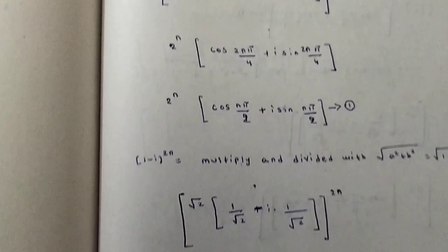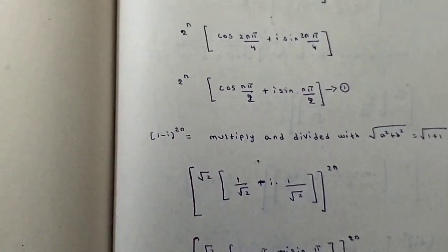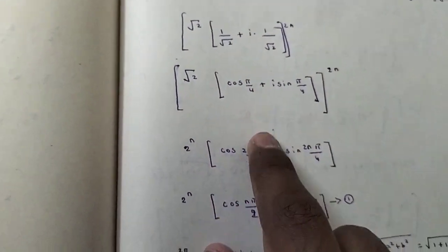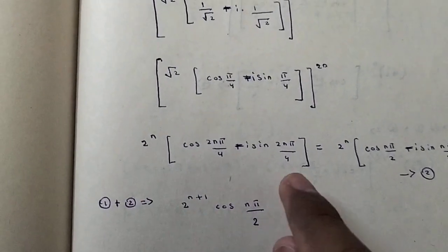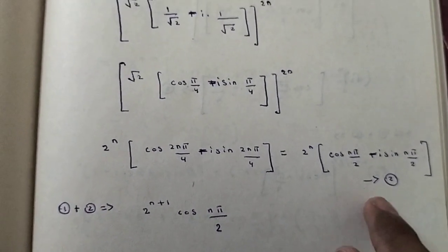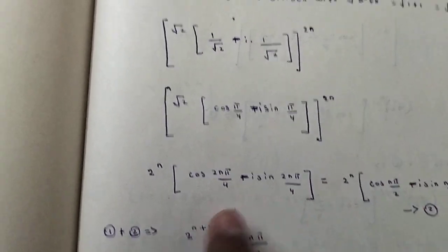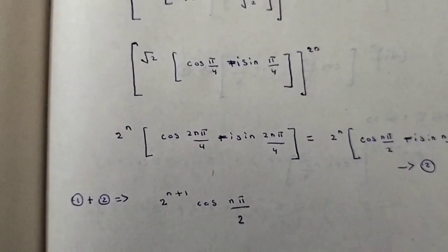Same thing you do with (1 − i) to the power of 2n, but the change is that wherever the place is there, you will get a minus. So after getting that one, you take that as equation number 2, and on adding both equations you will ultimately get whatever result you want. Okay. How?